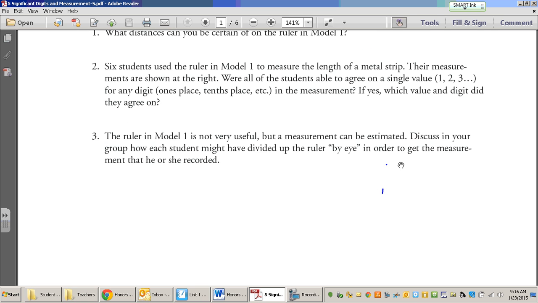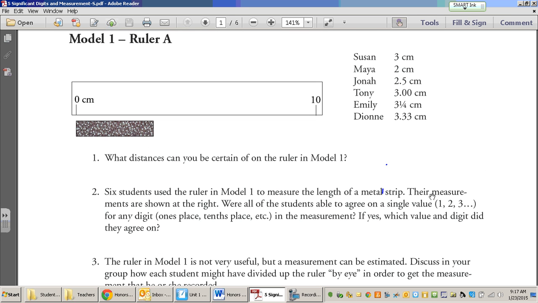Number 3, Model 1 is not very useful, but a measurement can be estimated. Estimated is that keyword, okay? Discuss in your group how students may have divided up the ruler by eye in order to get the measurement that he or she recorded. So how do you think they got these values? What did they do with the ruler? They kind of split it up into like maybe thirds or quarters, and they said, oh, that's about a third of the way up, so I'm going to call it 3 centimeters. Or that's about a third of the way up, I'm going to call it 3.33 centimeters. They tried to guesstimate, so that's just dividing it by eye.